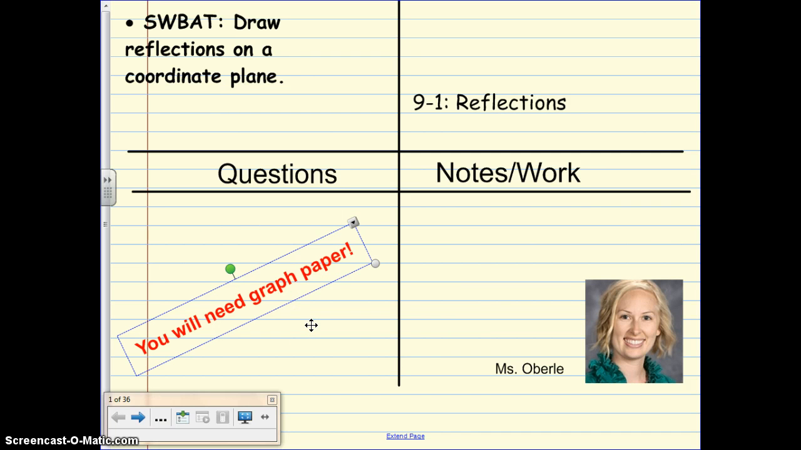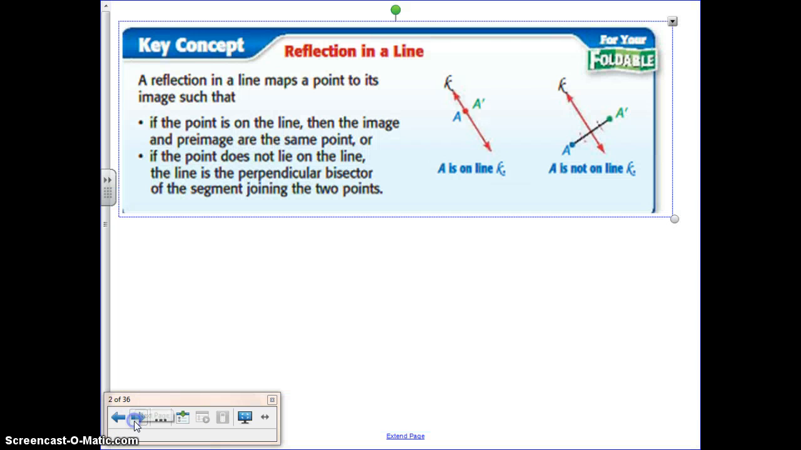By the end of this lesson, you will be able to draw reflections on a coordinate plane, and for that reason, you will need some graph paper. So please pause this video until you're ready to go.